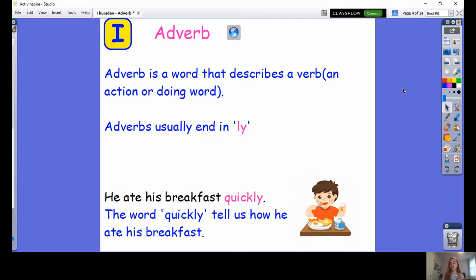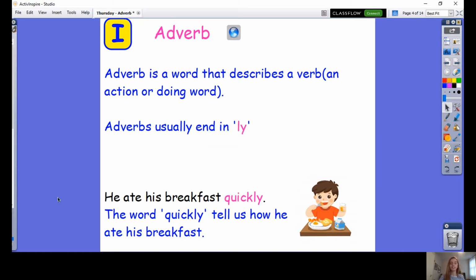And the adverb describes that. So you're describing yourself either walking or running or jogging. So the adverb describes the verb, the action. And adverbs usually end in ly. So it's a great trick. If you see a word end in ly, it's usually an adverb.